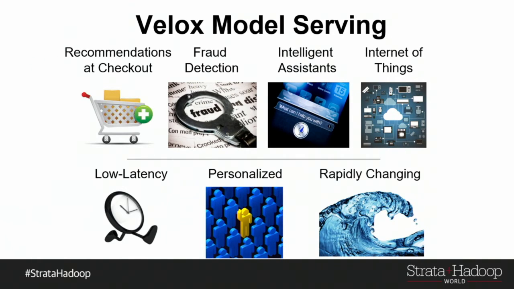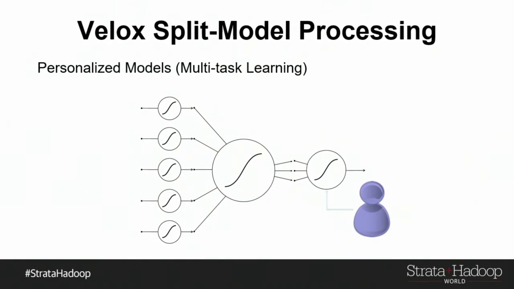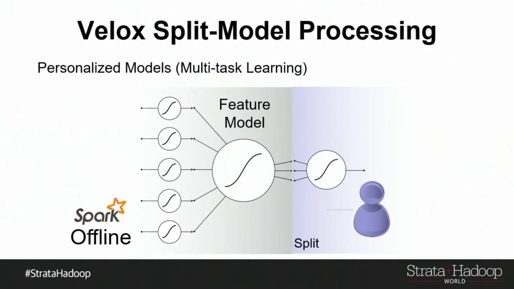So what we're doing in Velox is we're saying, OK, let's take this process of building a model and then serving it, and let's break it into two pieces. So let's break our models into what we call the split processing model. And we're going to divide our machine learning models into a part that works the way machine learning works typically today, which is you look at lots of data, you run large batch processes on a high throughput engine like Spark to compute a model over the entire population.